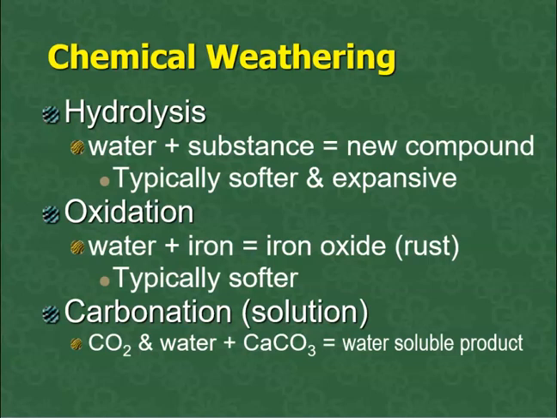So hydrolysis is where the water combines and creates a new compound. It kind of softens the surface of the rock, and so it allows for other biological weathering to take place. Oxidation, well, we all know what happens when something oxidizes. It's a metal that combines with water, and it creates an oxide, and so you get a softer material. And if there's iron in the rock, it'll create that reddish color in the rock.